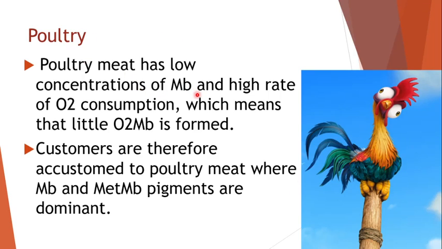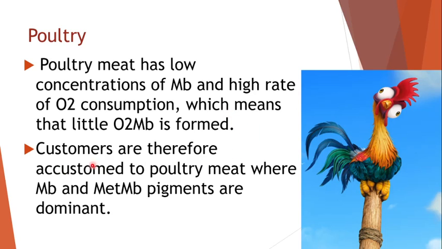Now let's talk about the pigments of poultry meat. Poultry meat has low concentrations of myoglobin and a high rate of O2 consumption. It just dissolves O2 readily, which means that little O2Mb is formed. Since we know that O2Mb is the one creating the color red, and little O2Mb is created for poultry, therefore the poultry does not look red, which is actually what we want to happen to our poultry.